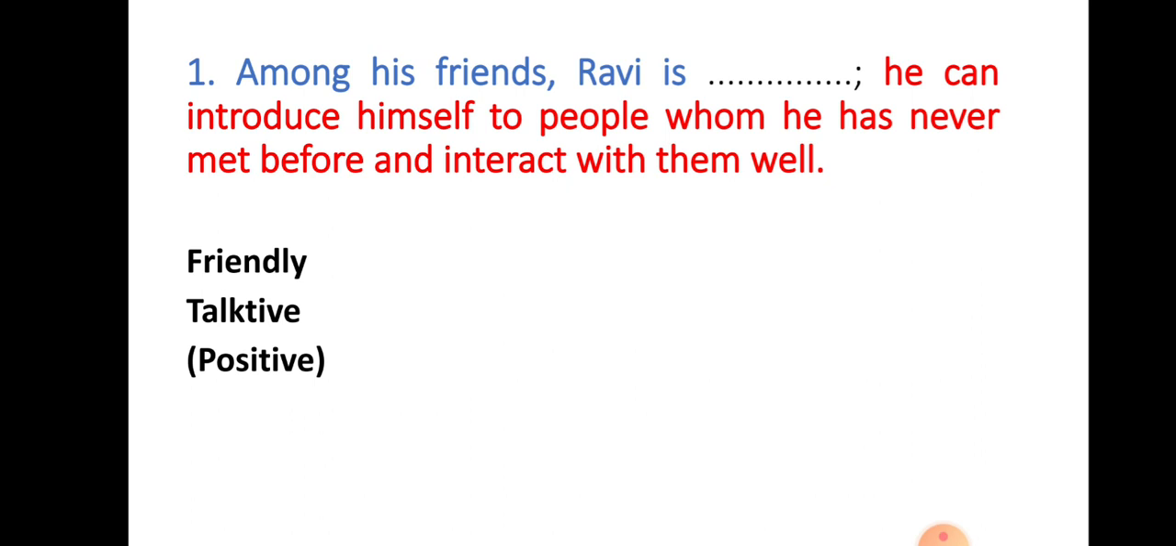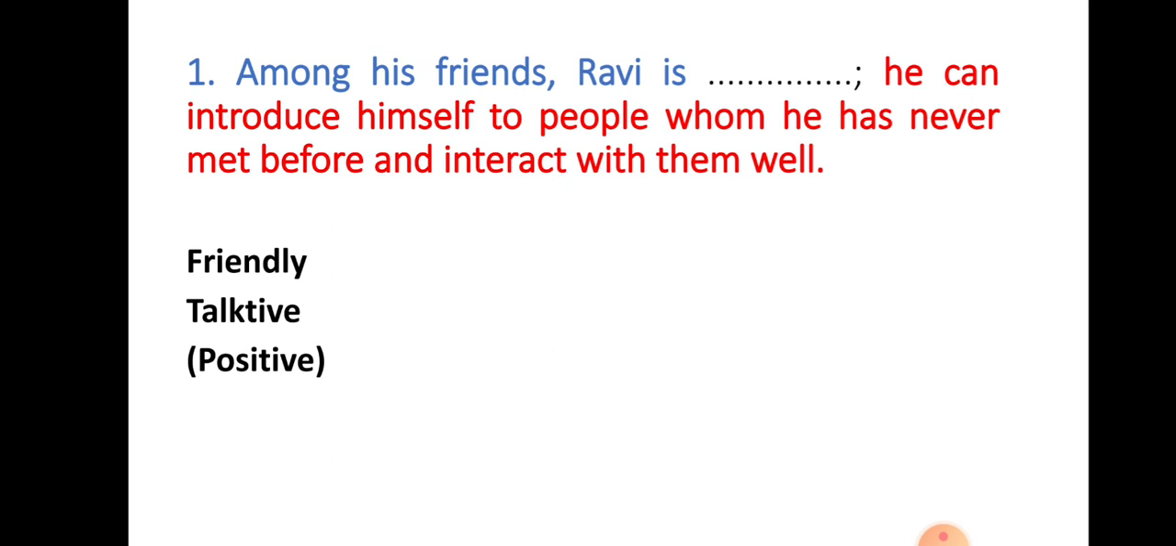You have a clue sentence here, because these lines tell you about the quality of Ravi. Among his friends, Ravi is blank. He can introduce himself to people whom he has never met before and interact with them well, which means this man might be very friendly with others. So I feel that this guy is very friendly. He doesn't hesitate interacting with strangers. He doesn't bother speaking with people. This man might be talkative. This guy might be friendly, because these lines tell me about his quality.